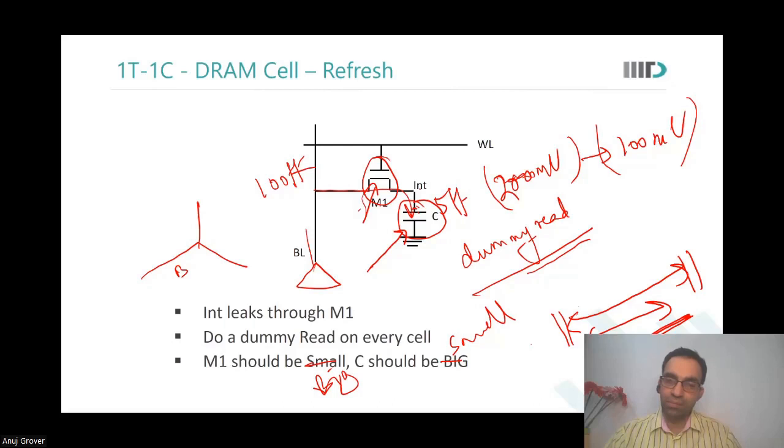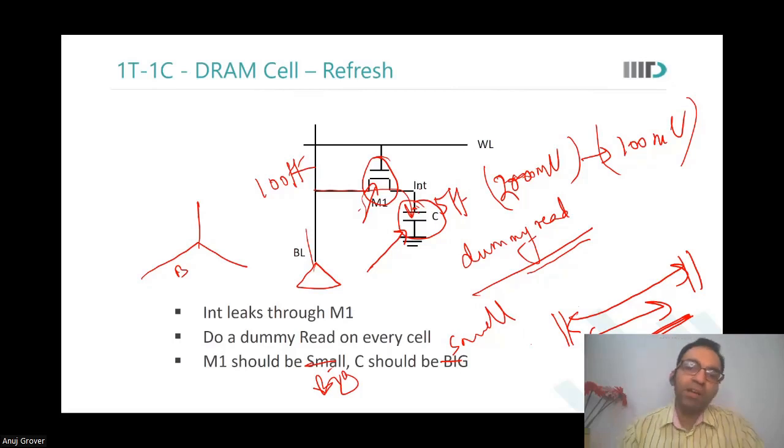Okay, sir. So we are calling the refresh a dummy read, right? Yes. We're calling it a dummy read because no one asked us to read it. This is just being done. Yes, sir. The other node of the sense amplifier, the reference bit line, remains at VDD by 2 only, right?